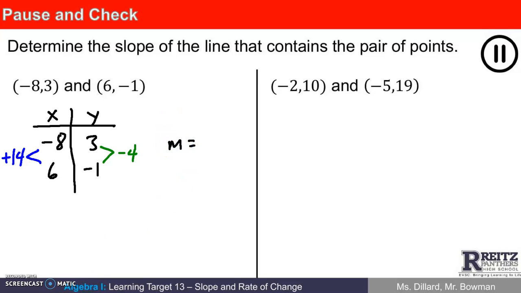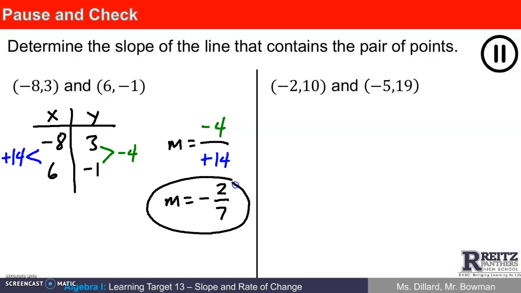So my slope is -4 divided by a positive 14. Is the sign of the answer going to be positive or negative? Yeah, it's negative, isn't it? Because the signs are different. Can I reduce this fraction? 2 divides into both 4 and 14. Is anything bigger than 2? 4 doesn't go into 14. So the answer is no. I just need to divide these each by 2. Let's write that as -2/7. Here's my slope.